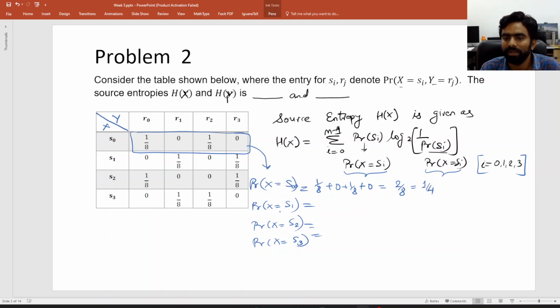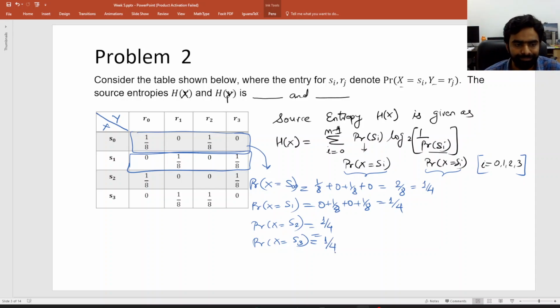Similarly, probability X equal to S1 will be the sum of all these probabilities: 0 plus 1 by 8 plus 0 plus 1 by 8. That is again 1 by 4. Similarly for S2 and S3 you will calculate, and it comes out as 1 by 4. So these are the probabilities corresponding to each symbol S0, S1, S2, S3.